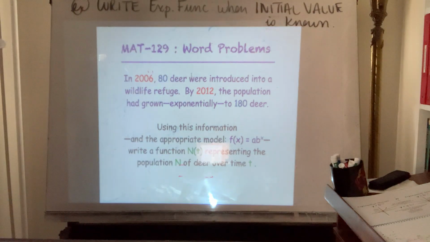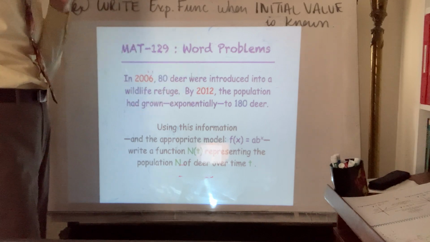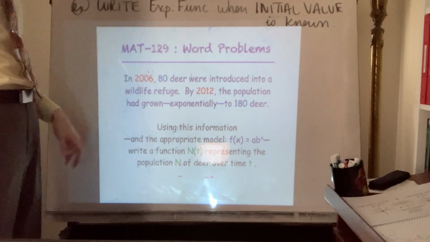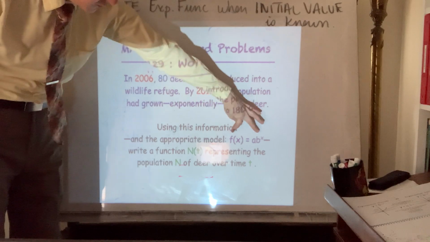Okay. In 2006, 80 deer were introduced into a wildlife refuge. By 2012, the population had grown exponentially, key phrase there, to 180 deer. Using this information and the appropriate model, this is the model.